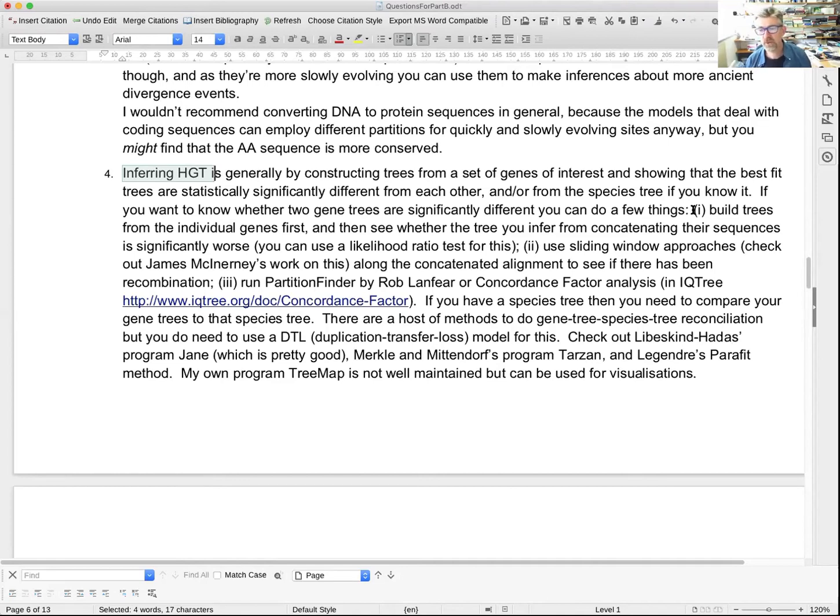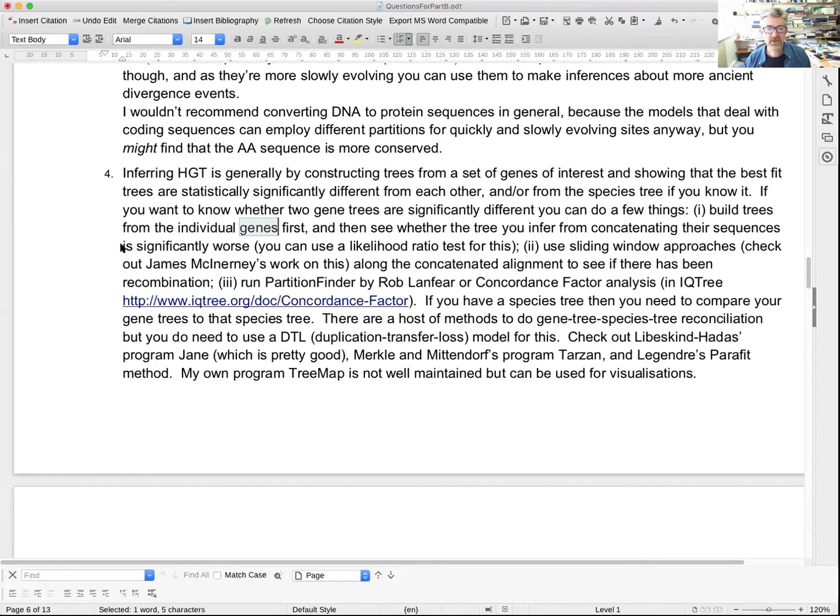One way, the first one, would be to build trees from your different loci first. I've got genes down here. It could be genes, it could be exons, it could be spacers, whatever. And then see whether the tree that you get from concatenating those two sets of sequences is worse. So if it's very different when you concatenate the two sequences, worse than either of them, say it has a much worse likelihood score or a much bigger parsimony score, then you can say, well, there probably is evidence that the trees are different.